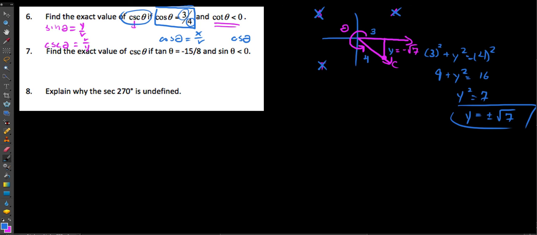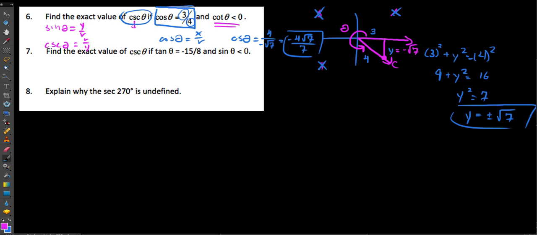Let's go ahead and write it then. The cosecant of this angle is r over y. That would have to be our r value, which in this case is 4, over our y value, which is negative root 7. After we do our responsibility of cleaning this up and rationalizing it, we get negative 4 root 7 over 7. So this is all we're after. We were just after a cosecant value.